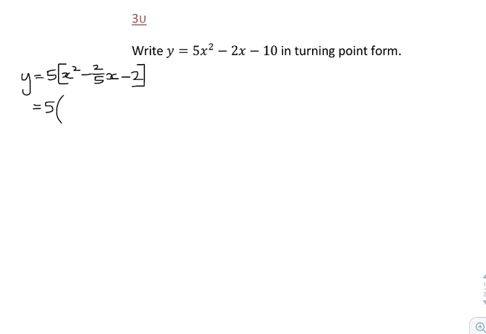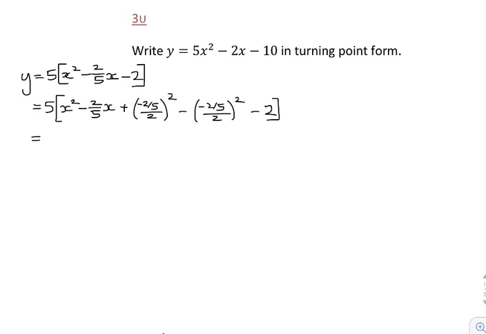Our next step is to add and subtract half of the b value squared. So in this particular case, our b value is negative 2/5. We have to divide it by 2 and then square it. And we add that and we subtract it.